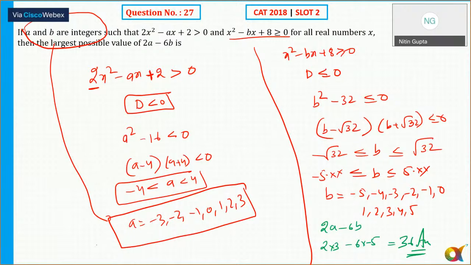So not very straightforward, but yes, we know all this concept that any quadratic is purely positive only if the discriminant is less than 0. So can we move to the next question now, if this part is clear to all of you?